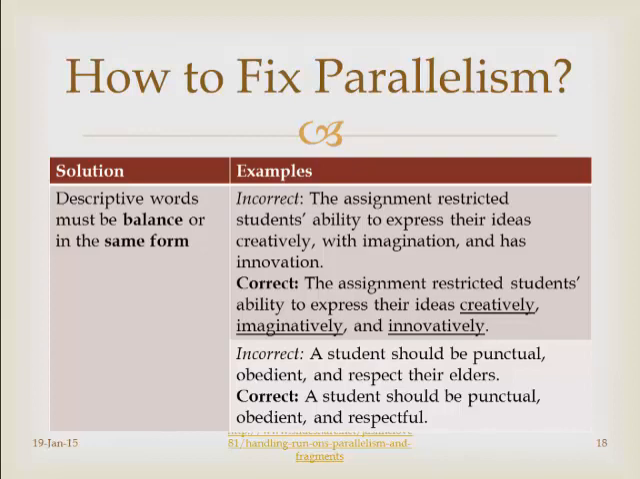Okay, descriptive words must be balanced or in the same form. For example, instead of saying express their ideas creatively with imagination and has innovation, all different forms, right? Put them all the same. Express their ideas creatively, imaginatively, and innovatively, all the same forms. Okay, similarly, if you look at the second example, a student should be punctual, obedient, and respect their elders. So now this is a little bit different. This one is an adjective, this is a verb. So change it to respectful for it to be in the same form.